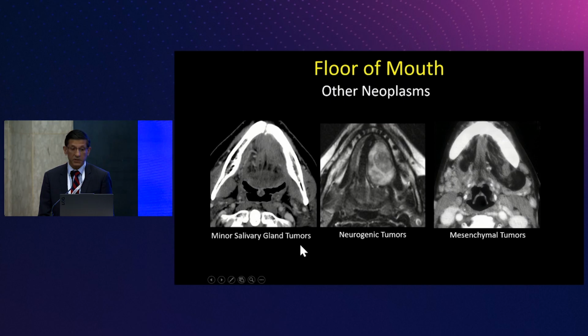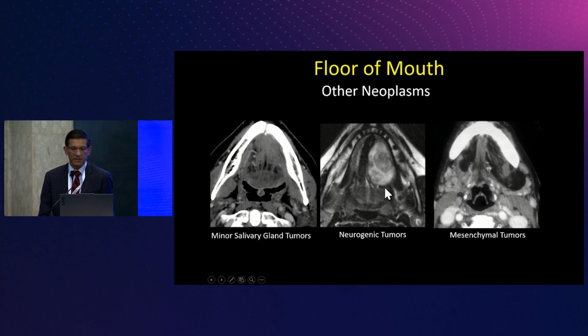Now, there are some other tumors that can involve the floor of the mouth. Again, you can have the minor salivary gland tumors. As I mentioned before, they're little pieces of salivary gland tissue that get lost. You can have tumors that are of neurogenic origin. Why? Because you have those two nerves. You've got the lingual nerve, you've got the hypoglossal nerve, so tumors can arise there.